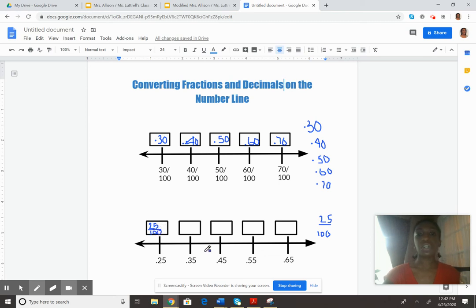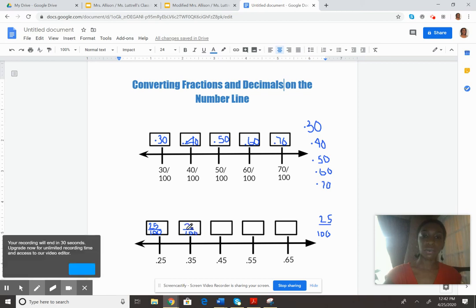I'm going to do two more. So again, we know that my decimal is in the hundredths place. So that means that my denominator is 100. And what is my number? My number is 35. Okay? So that means that my numerator would be 35. And that's simply 35 over 100.